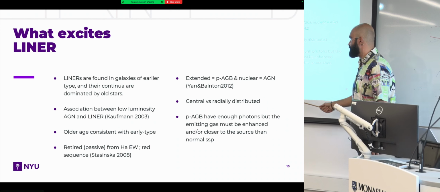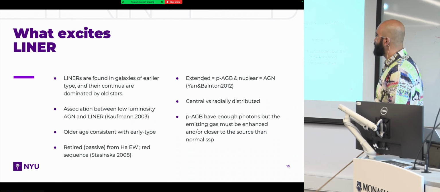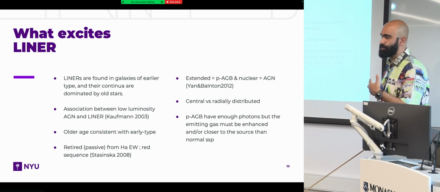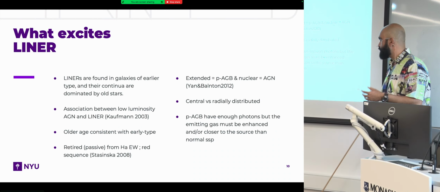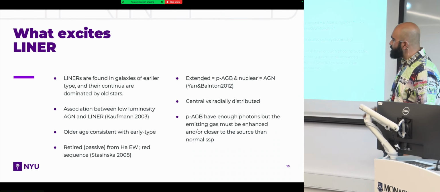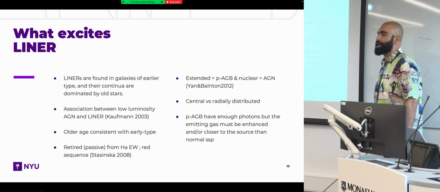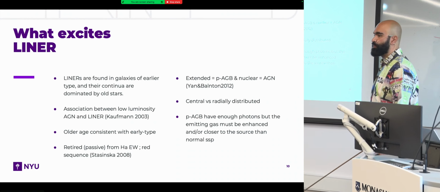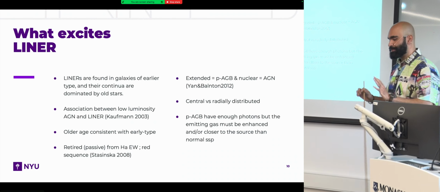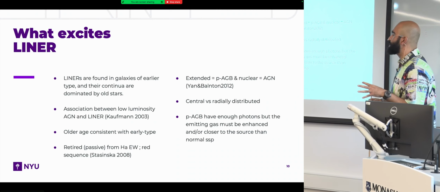But more recently, for example, Stasinska found that although LINERs do come from earlier type galaxies, those galaxies are retired. They're off the star-forming sequence, or they're passive, meaning there's not much activity going on with the star formation or AGN. And this is something we also confirmed with the H alpha equivalent width, that the majority of the LINERs are actually fake AGN, not even weak AGN, which means that they are retired or passive galaxies. So this is kind of strong evidence that it's unlikely to be AGN and most likely to be consistent with post-AGB stars.